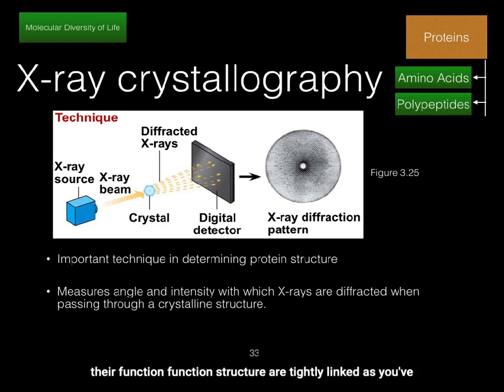Function and structure are tightly linked, as you've now heard about in 3 different lectures. One way to determine protein structure is through X-ray crystallography. You can crystallize most proteins and then send an X-ray through that crystal. A digital detector measures the pattern in which the X-ray is diffracted. This indirectly tells us about the structure of the protein.